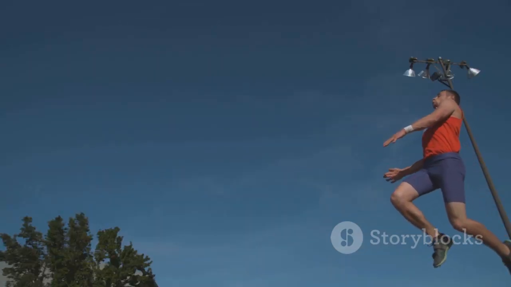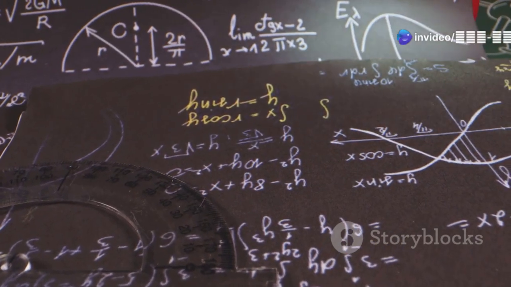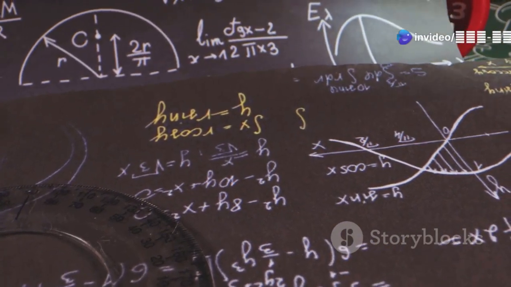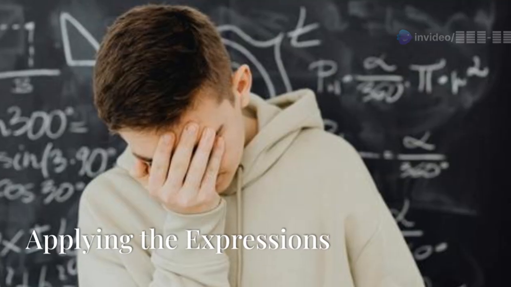This is the highest point our projectile reaches during its flight. The formula for maximum height, h, is h equals u squared times sine squared of theta divided by 2 times g.